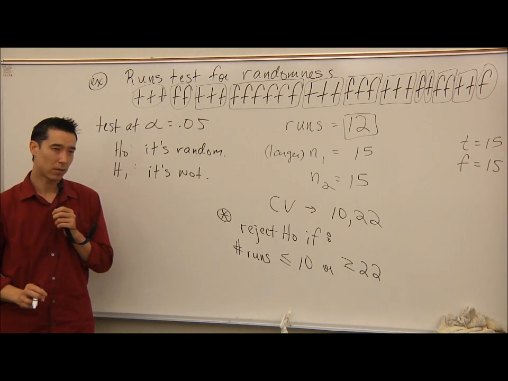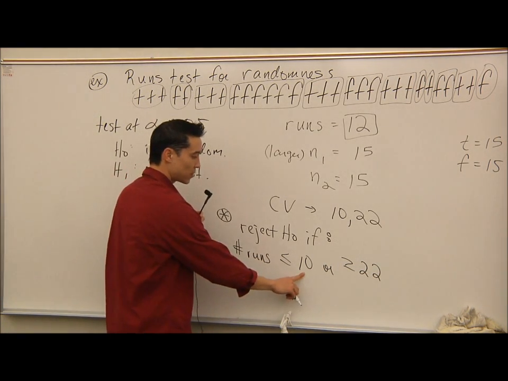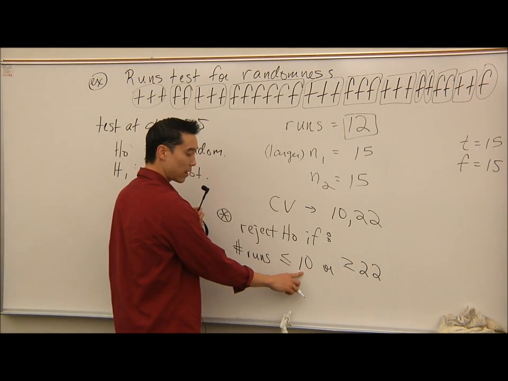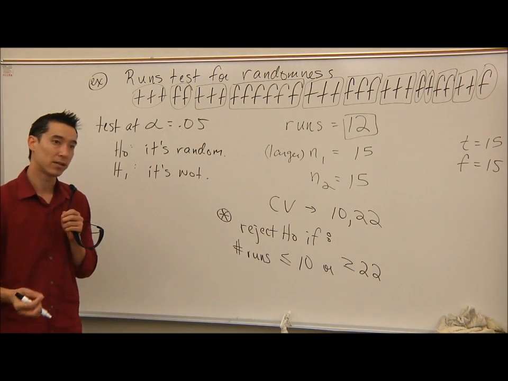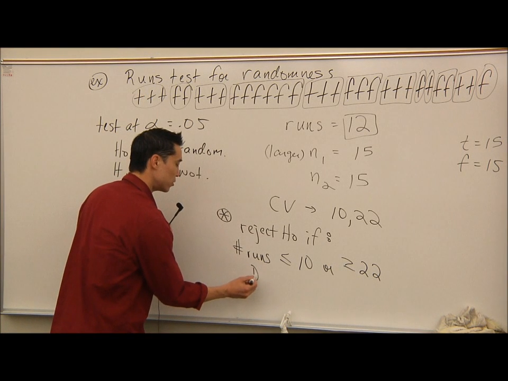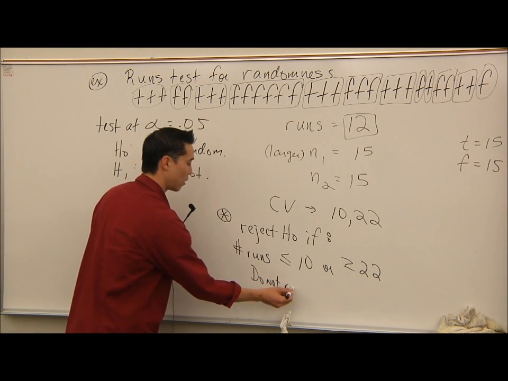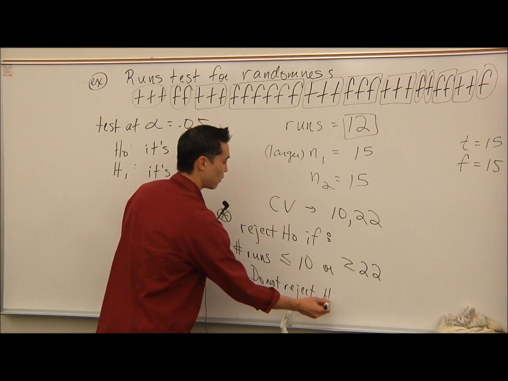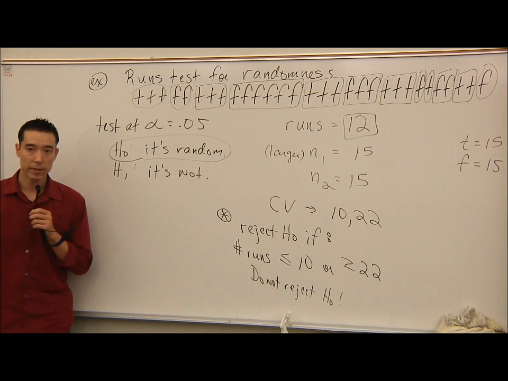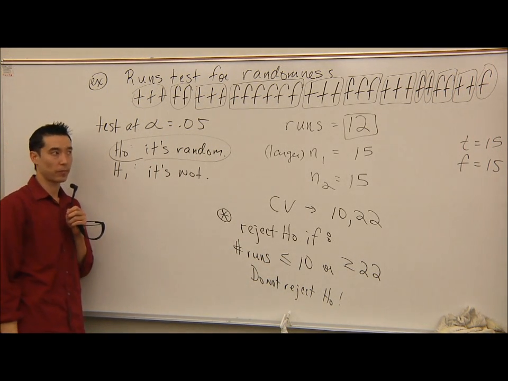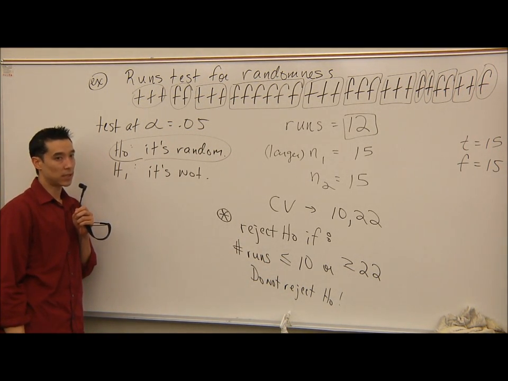So everybody understand how that works? So it's a little bit different from what we're used to. You have a 10 and a 22. If it's smaller than or equal to 10, or bigger than or equal to 22, then you will reject. But 12 is not, it's in between. So, do not reject H0. If we don't reject H0, we're saying it appears to be random. Okay? That is the runs test for randomness. It's a pretty easy test. Just have to calculate the runs and then use your textbook to come up with the critical value.